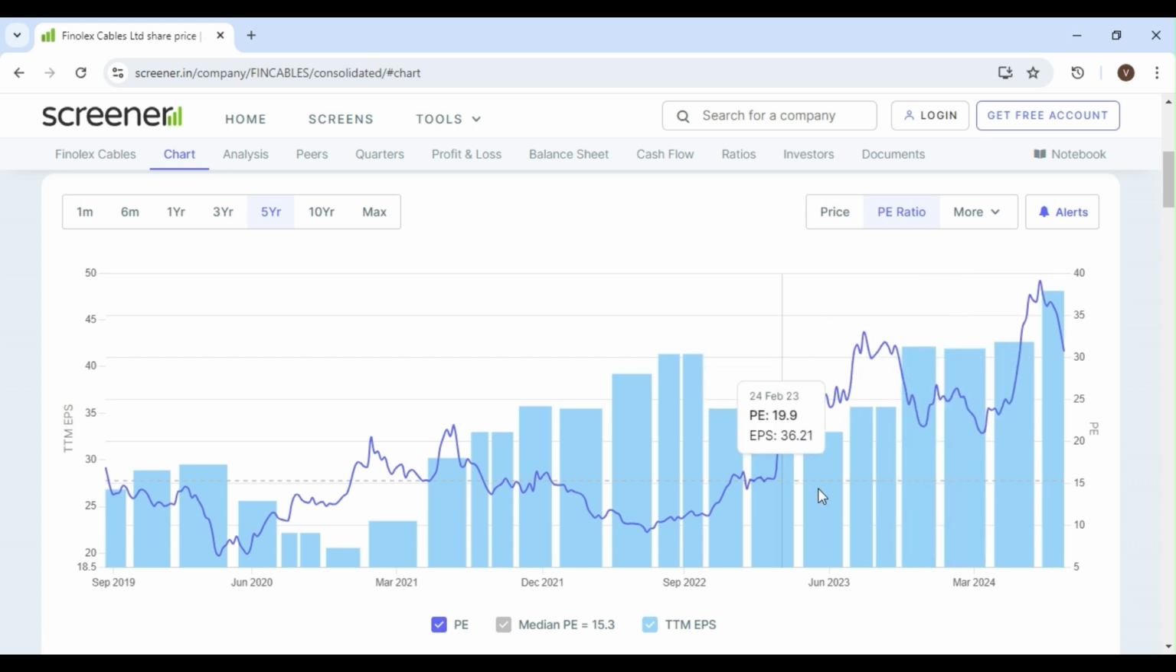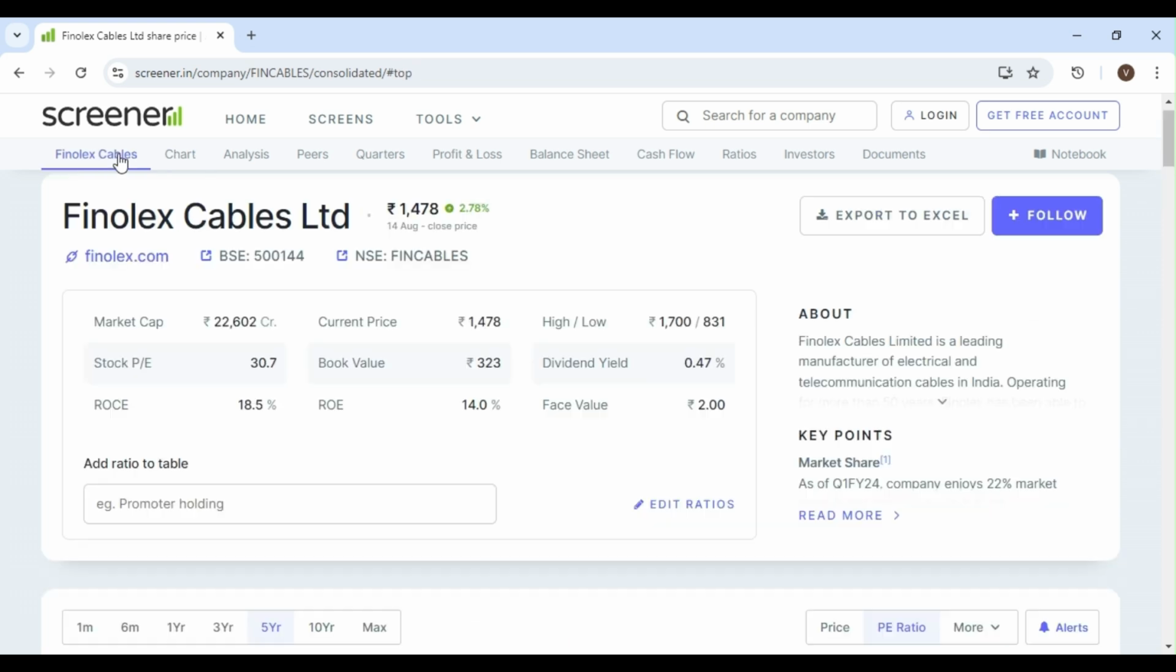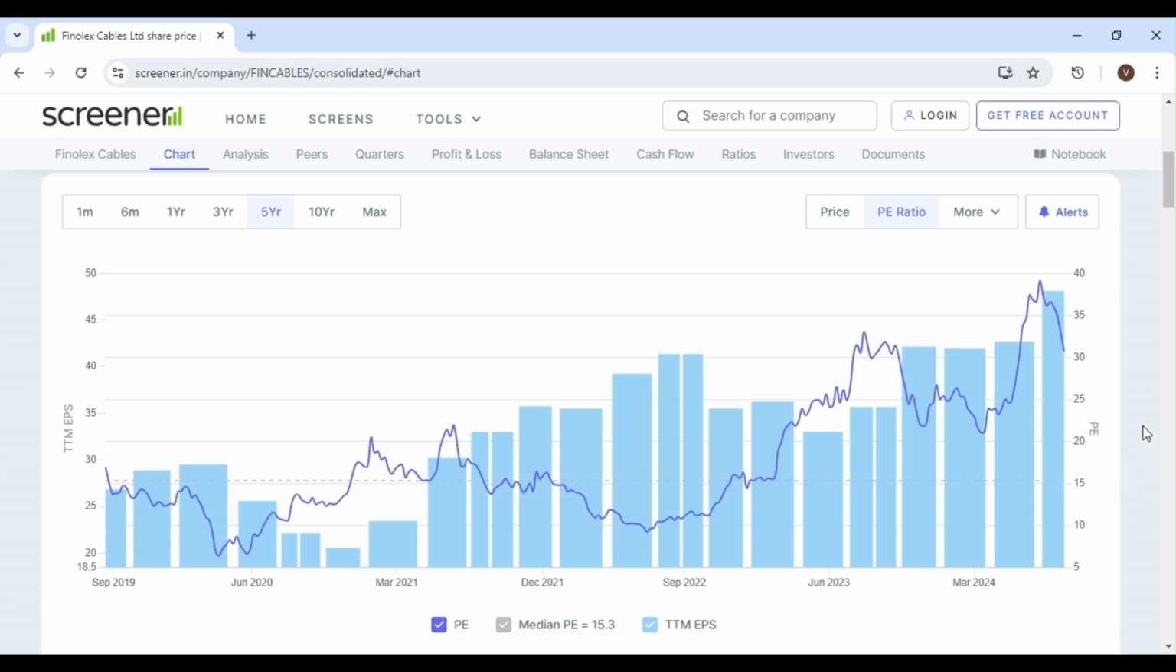So if you see the average PE ratio, now the EPS has increased to 48.07. So the company is growing. What is the present price of Finolex Cables? It is 1478.